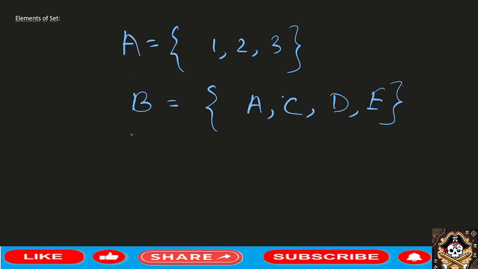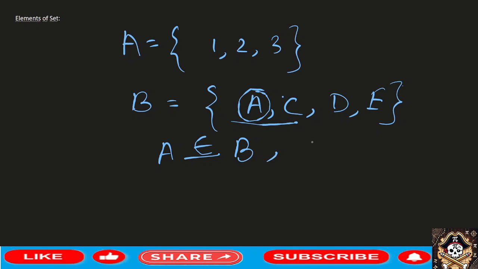Now, if we ask, does A belong to B? We search the whole set B and we can easily find that A is an element of set B. Therefore, we write A belongs to B.